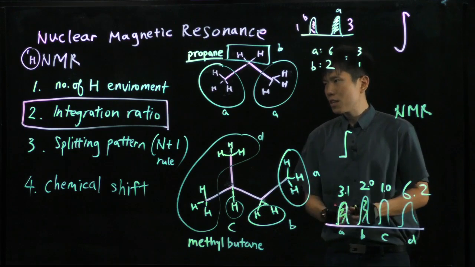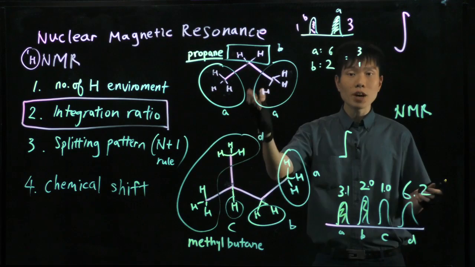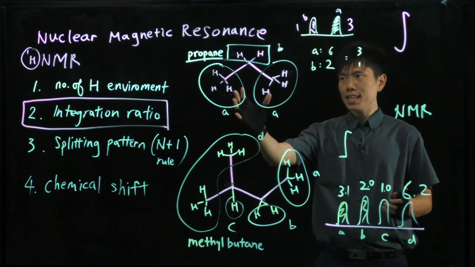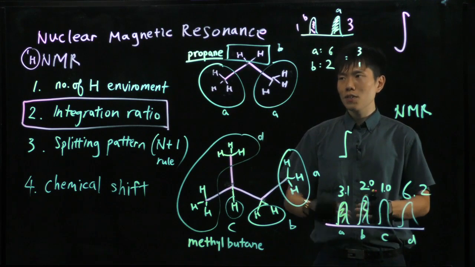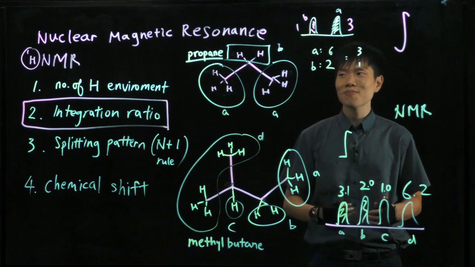So in summary, the integration ratio is about the ratio of the different environments of proton in the molecule. If you have more of that proton in the environment, your number will be higher.